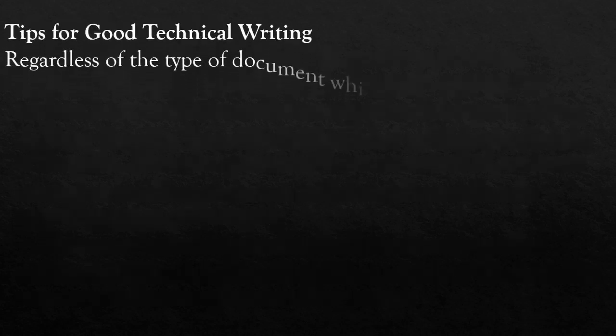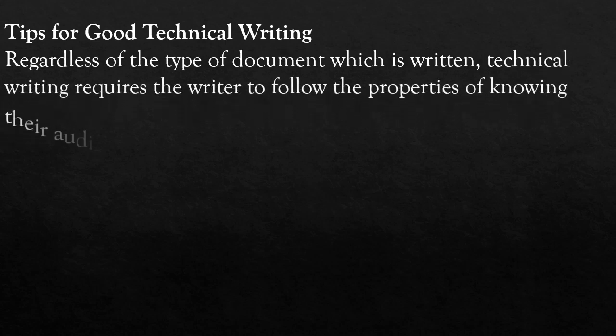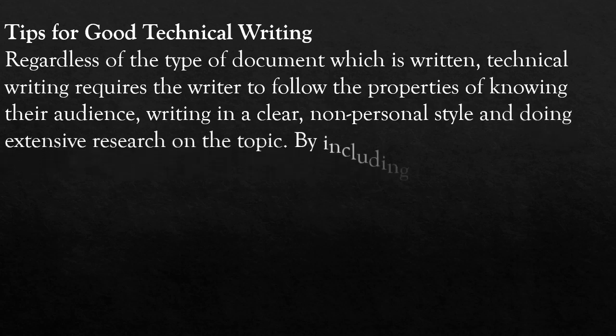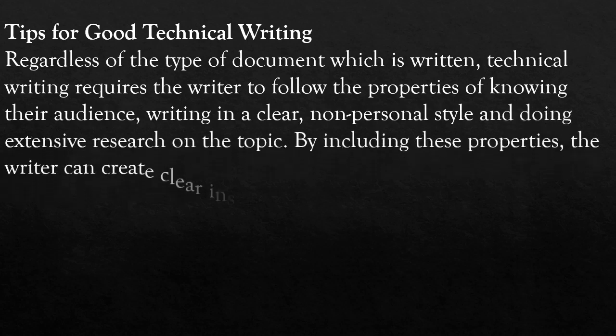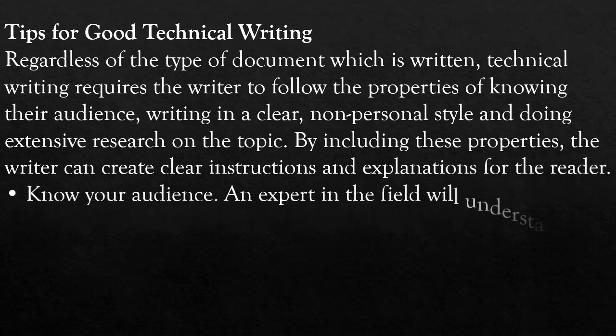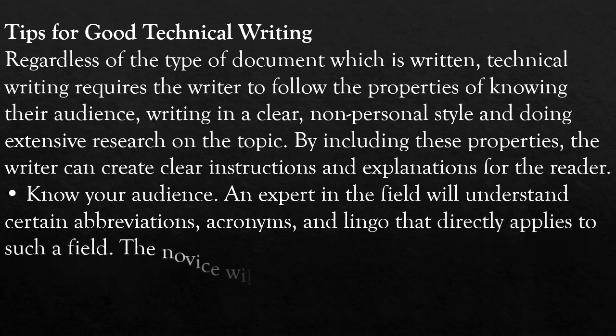Tips for good technical writing. Regardless of the type of document which is written, technical writing requires the writer to follow the properties of knowing their audience, writing in a clear, non-personal style, and doing extensive research on the topic. By including these properties, the writer can create clear instructions and explanations for the reader.